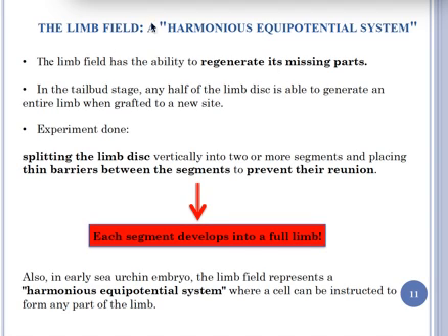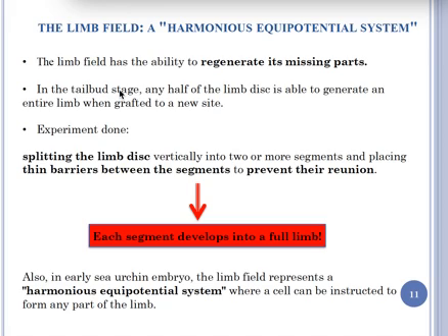So the limb field is known to be a harmonious equipotential system. What does it mean? It means all the cells forming the limb field are equipotential. What does equipotential mean? It means they have equivalent, similar potential to generate any missing part of the limb. So the limb field has the ability to regenerate its missing part, according to different experiments. I will explain one of those experiments.